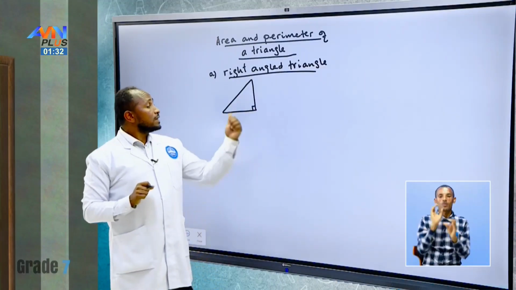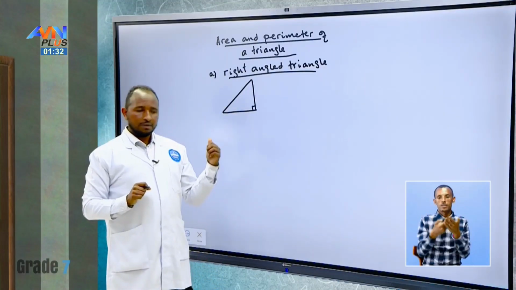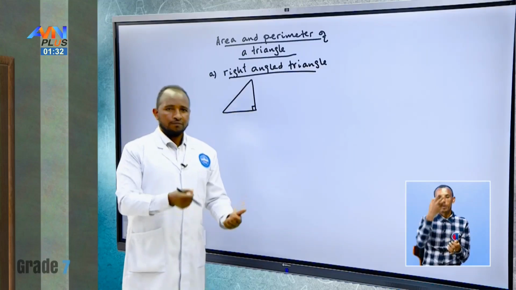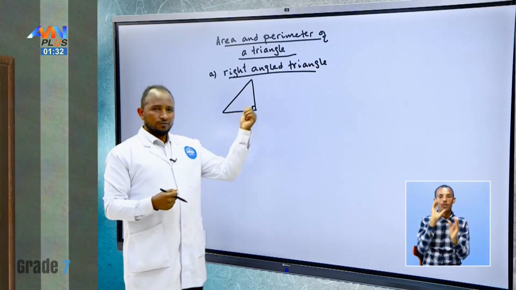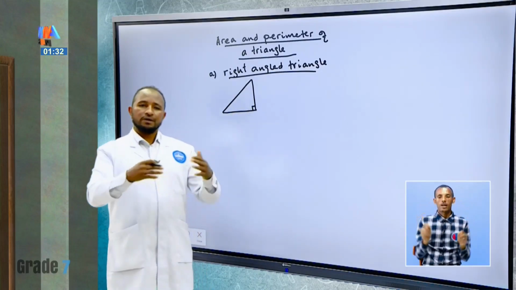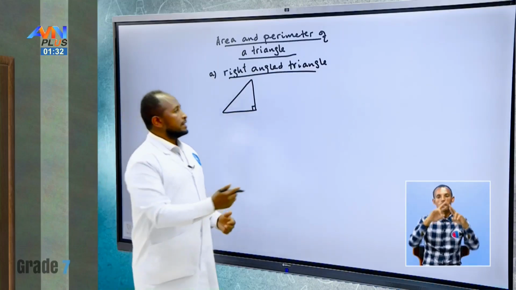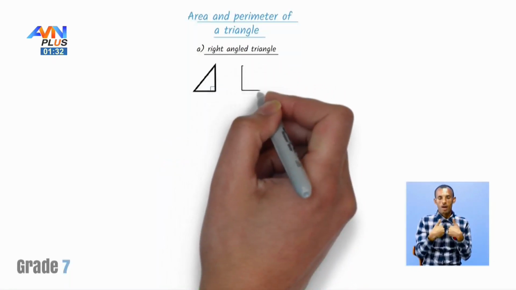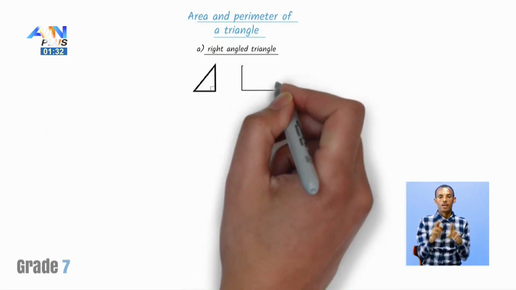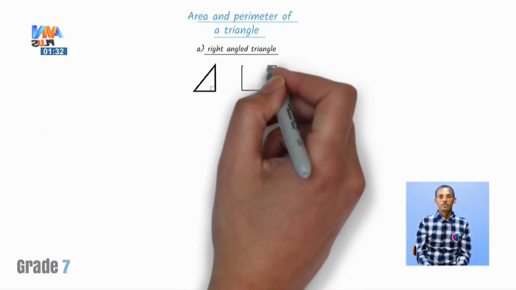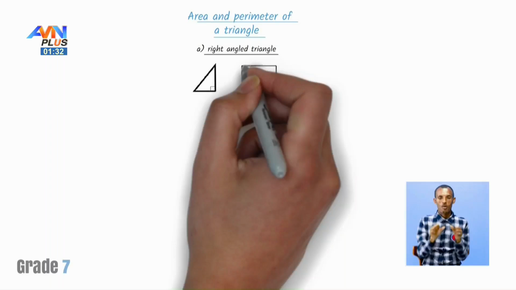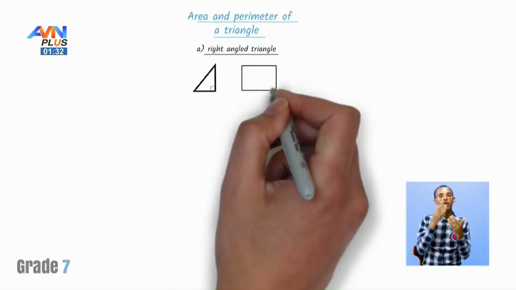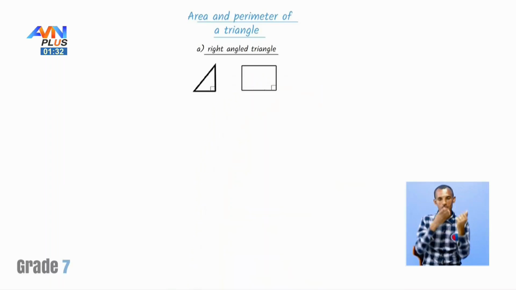The formula to calculate the area of a triangle is derived from the area of a rectangle. Earlier we said here we have this rectangle. To calculate the area of this rectangle, simply you multiply the base and height.